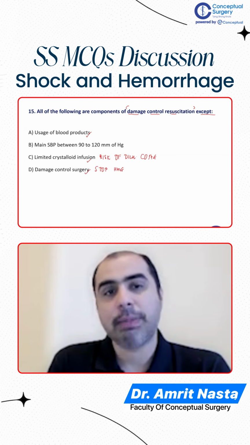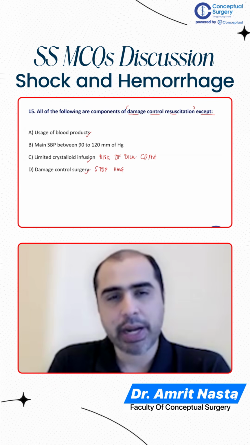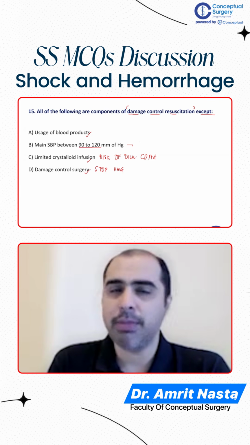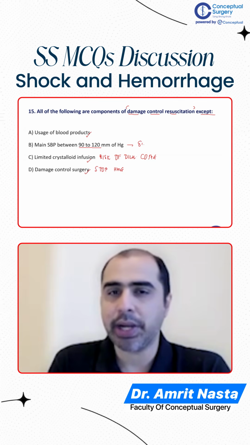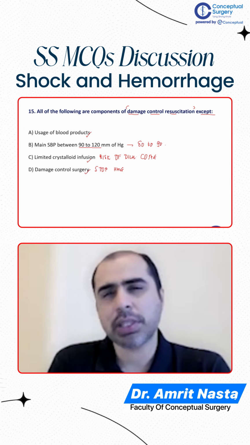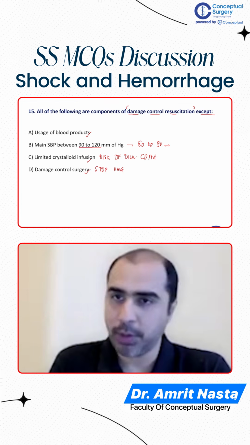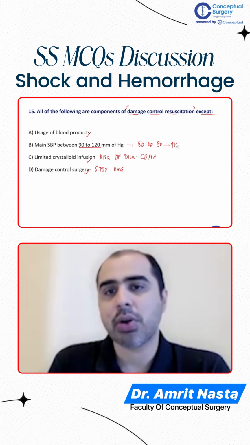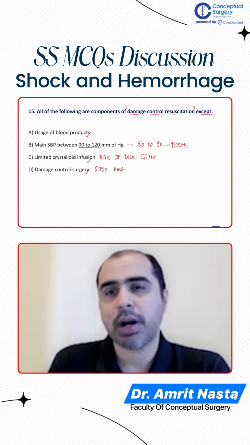But the blood pressure you don't maintain at a normal level. The blood pressure you maintain a little below 90, something like 80 to 90 systolic, which is acceptable. It should not be very low. It should be acceptably low. That phenomenon is called permissive hypotension.